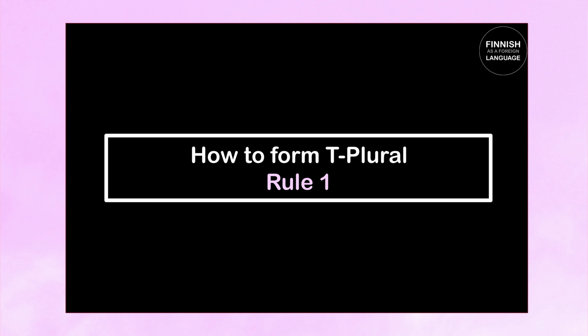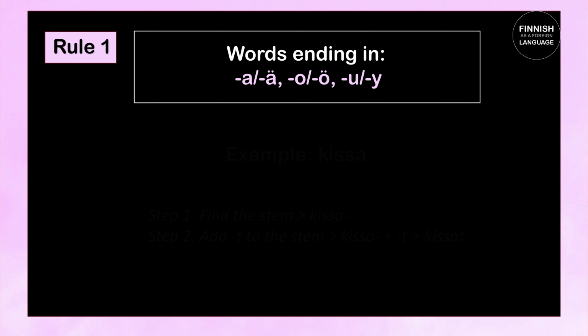Alright, that was it with our first chapter. Now we move on to chapter 2, where we are talking about the 14 rules. So let's start with rule number 1. Words ending in the letters A, O, Ö, U, or Y. Let's take a look at one example. The word kissa means cat. So in order to form the nominative plural, we have to follow 2 steps.